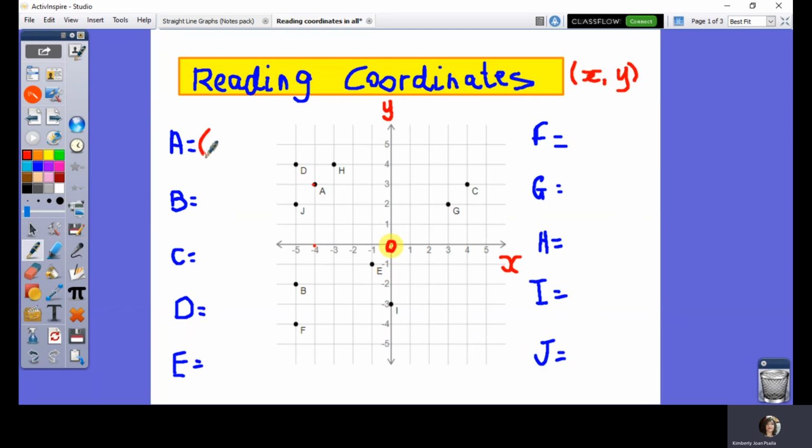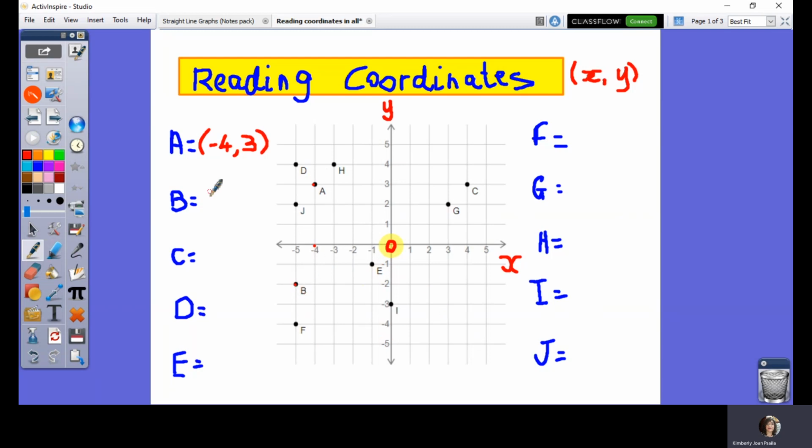So the first number is -4 on the x-axis, and then you have to go up to get to A. So 1, 2, 3, and there you can find the value of 3 on the y-axis. So the location of A on this Cartesian plane is (-4, 3). You move -4 to the left from the origin and go up 3 spaces.